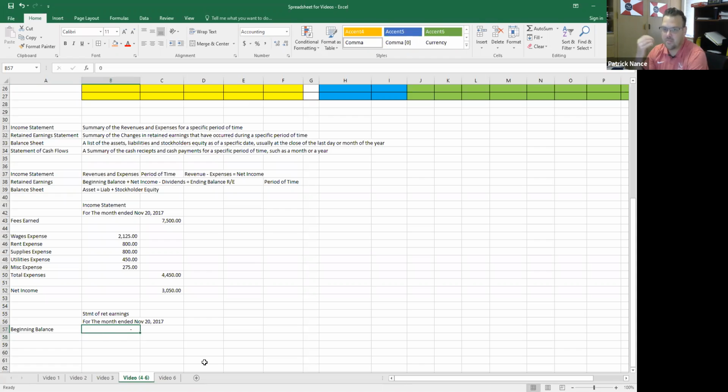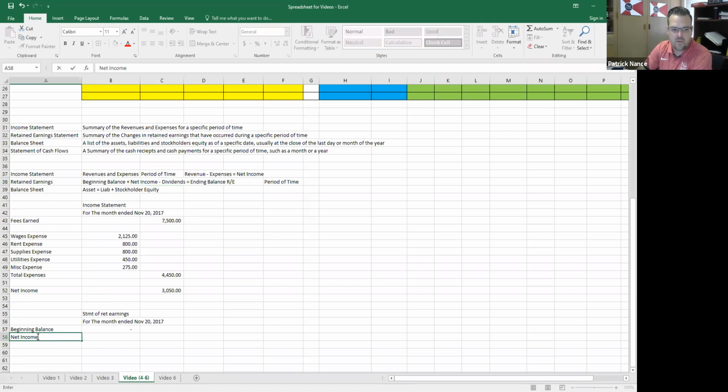It won't always be 0, so pay attention to whether it's a new company or a company that's already been organized for a while. My beginning balance is 0. And then, as I said up here, I add in my net income, which I just found. And then I subtract out, as I said up here too, my dividends. Which I'm fine with. You can put it as a negative number, or you can put it as a positive and subtract it.